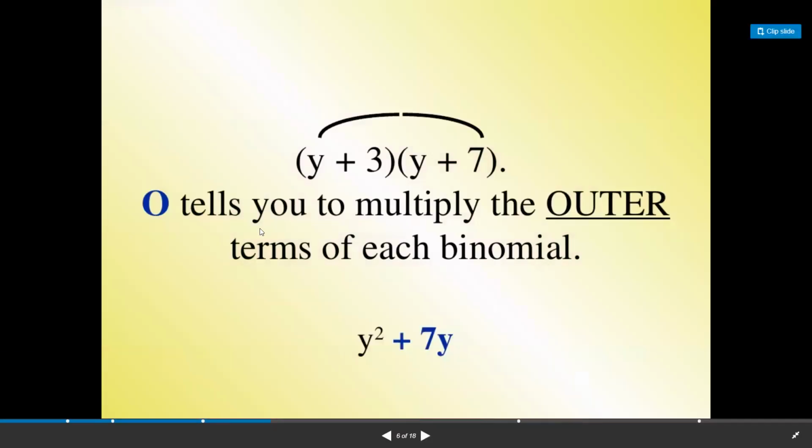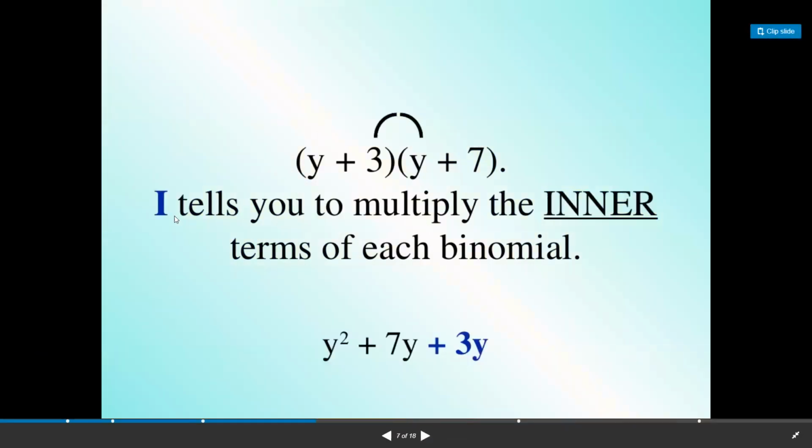And then after that, the next is O. F, O, I, L. O is the second letter, and O tells you to multiply the outer terms of the binomials. So you have to multiply the outer terms. This y on the left-hand side is an outer term, and this 7 on the right-hand side is also an outer term. These outer terms, which are at the edges of the round brackets, are known as outer. This outer will multiply, and we write 7y. So what we did is y into y is y squared, and now we multiplied y into 7 to write 7y, which is shown here in blue color. Okay, next.